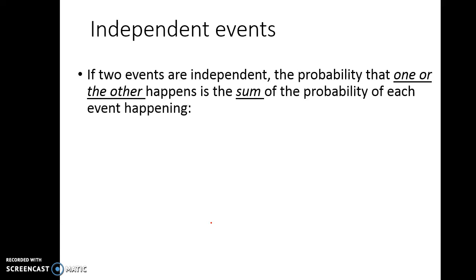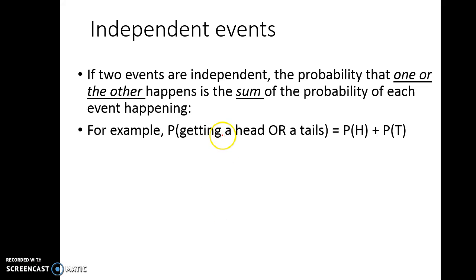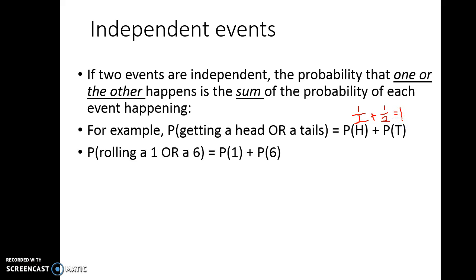If two events are independent, what about the probability that either one of them happens, one or the other? Now that's actually the sum of the probability of each event happening. For example, the probability of getting a head or tails is 1/2 plus 1/2, or 1. You'd always get either a heads or a tails when you flip a coin. That's because there's a 1/2 chance of getting a heads and there's a 1/2 chance of getting a tails. So when you add those together, you just get 1.